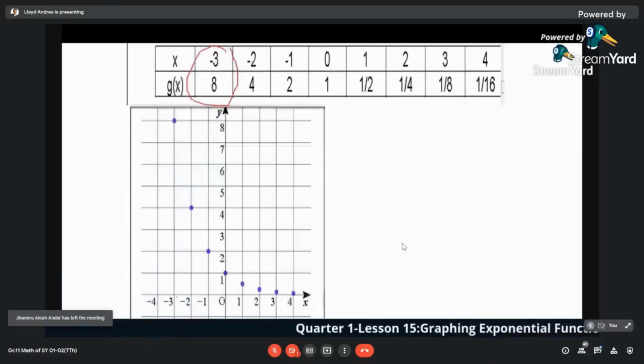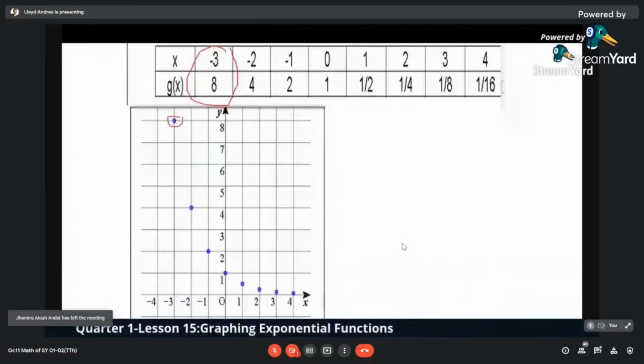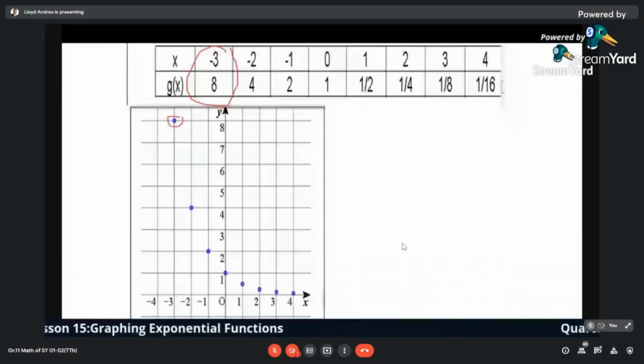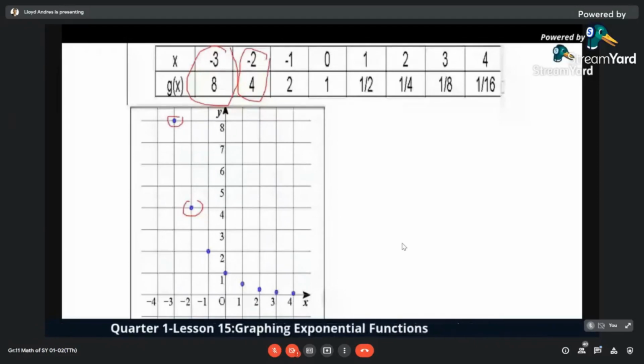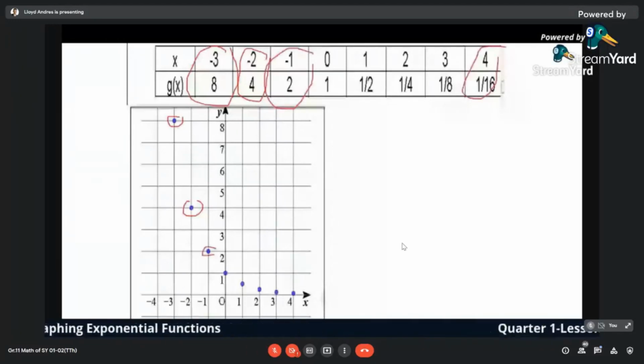Here is the point. Next, negative 2, 4. Here is negative 2, here is 4. So, there it is. Next, negative 1 and 2, there. Until you reach 4 and 1/16. Here is 4 and 1/16.